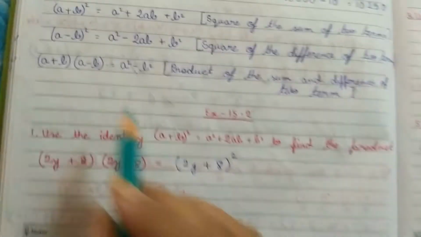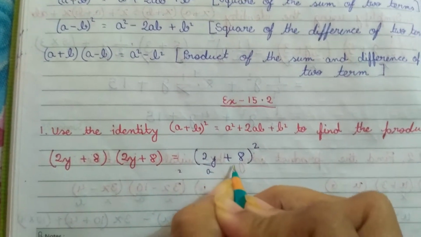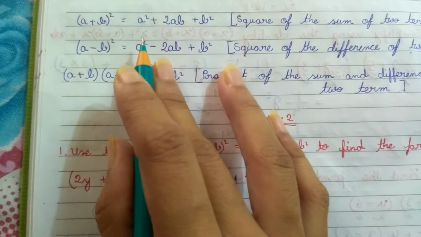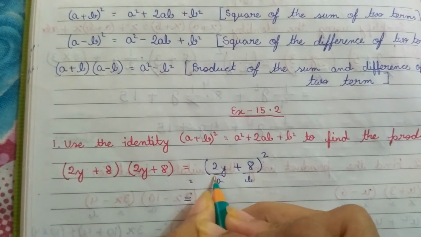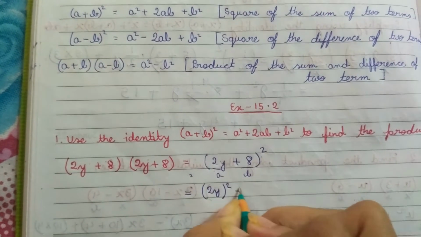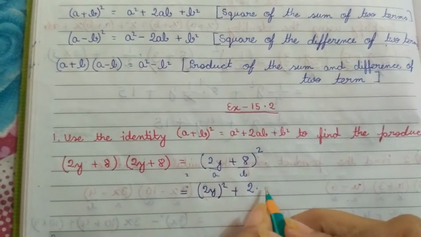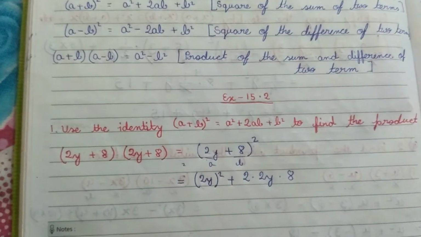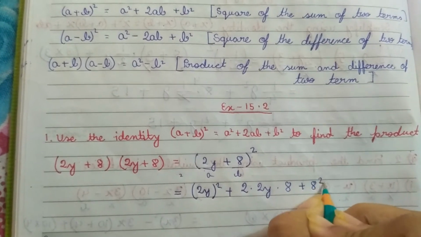Now, just compare with (a plus b). Let 2y be a and 8 be b. So, according to the formula, a square plus 2ab plus b square. Now, what will be a square? A means 2y, so (2y) whole square plus 2ab. 2 is 2. Now, a is 2y and b is 8, so instead of b we write 8. Now, plus b square. So, b is 8, so it is 8 square.